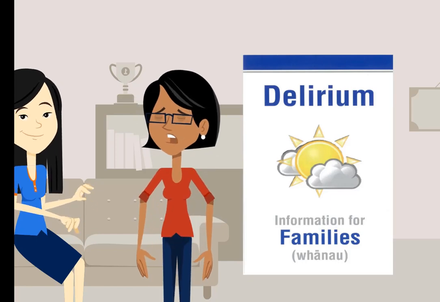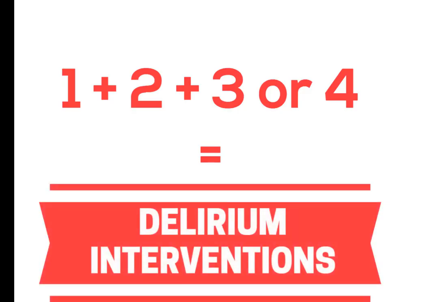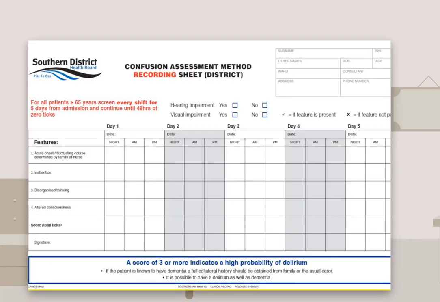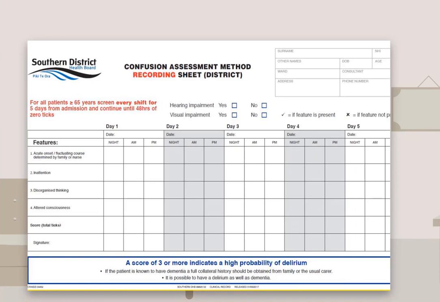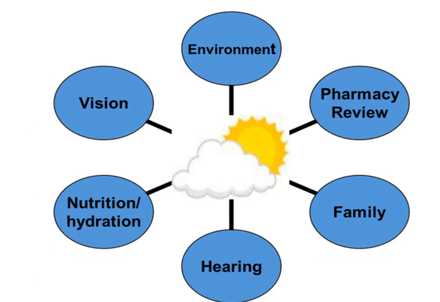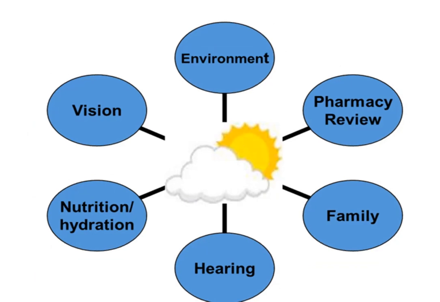So just remember, if box 1 and 2 are ticked on the CAM assessment, plus either 3 or 4, then delirium interventions are activated. Abby's careful to document John's score on both the CAM sheet, which looks like this, so it's got sections to record, and on his clinical record. And then she goes straight to the intervention checklist to see what can be done to help John. So here's the CAM intervention checklist, and let's explore each of these interventions in detail.